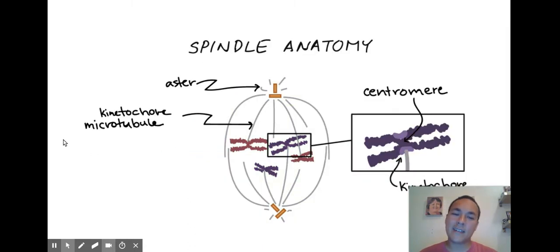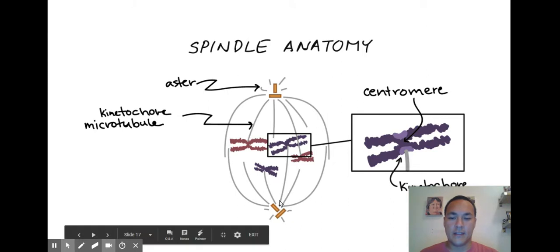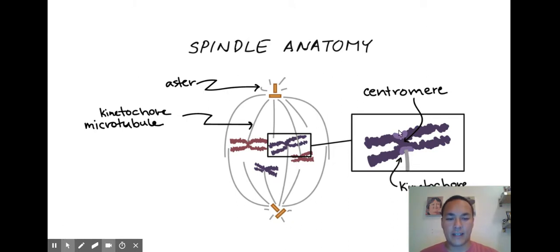Okay, I didn't ask you to memorize any of these terms. But I did just want to show you how the spindle fibers attach right there to the centromere. They're going to attach, and another one's going to attach to this side, and that's how it pulls apart those chromatids, right? In meiosis, it's going to grab onto the whole chromosome.